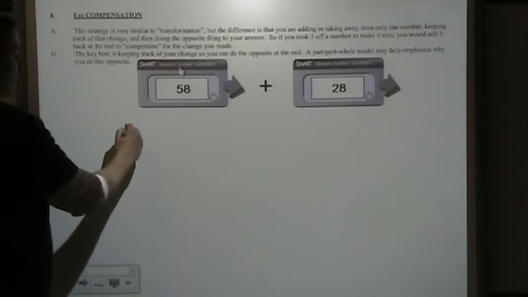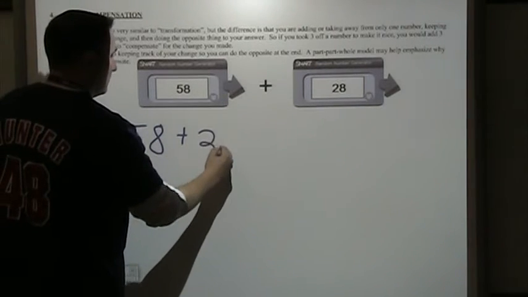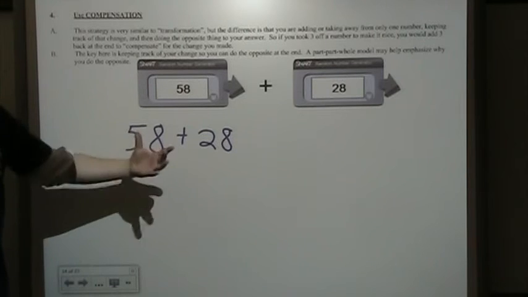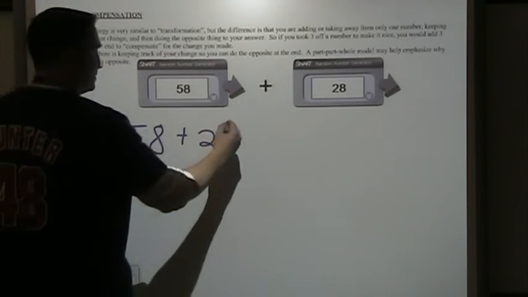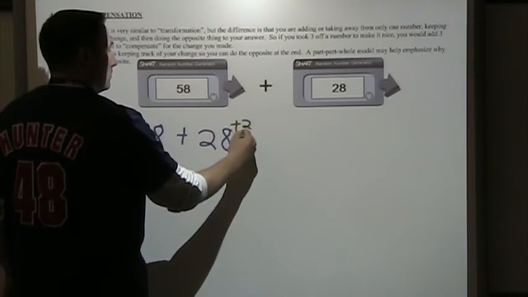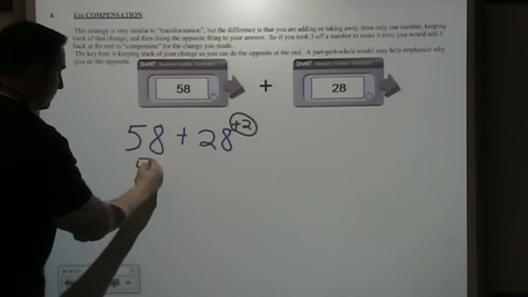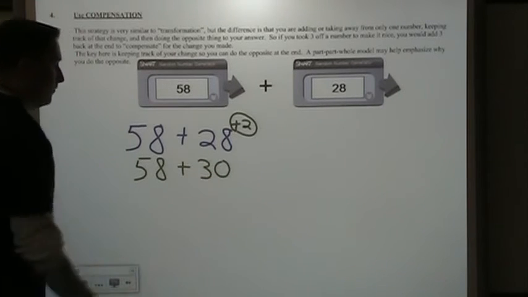Okay, so I'm going to write down 58 plus 28. So I change one of them. Doesn't matter which one I change, I change one of them to make it nice. Since I've always changed this one, I'm going to end up changing this one just for fun. So I will add 2 to make that one nice. So now I have 58 plus 30. Very nice, very easy.